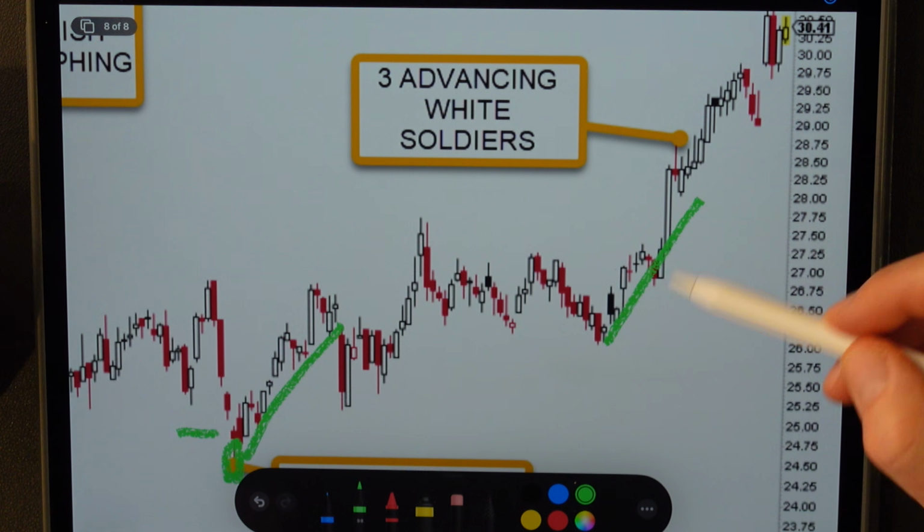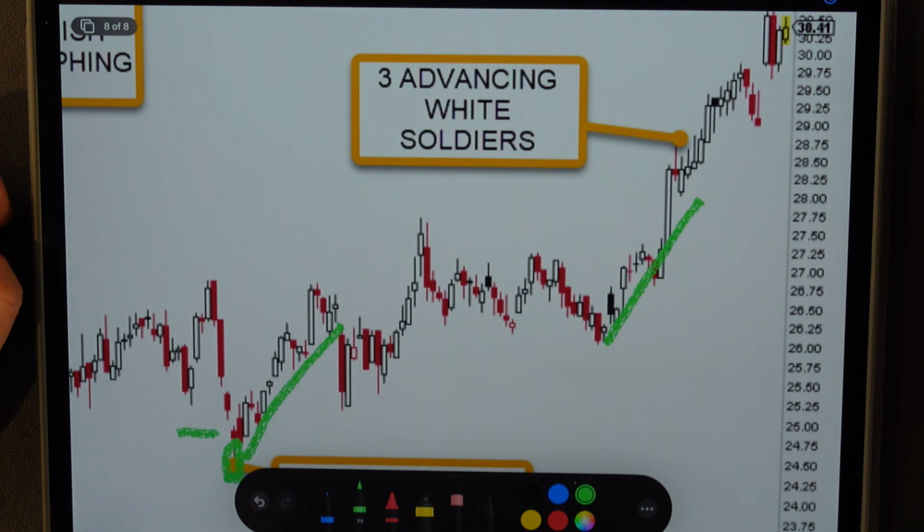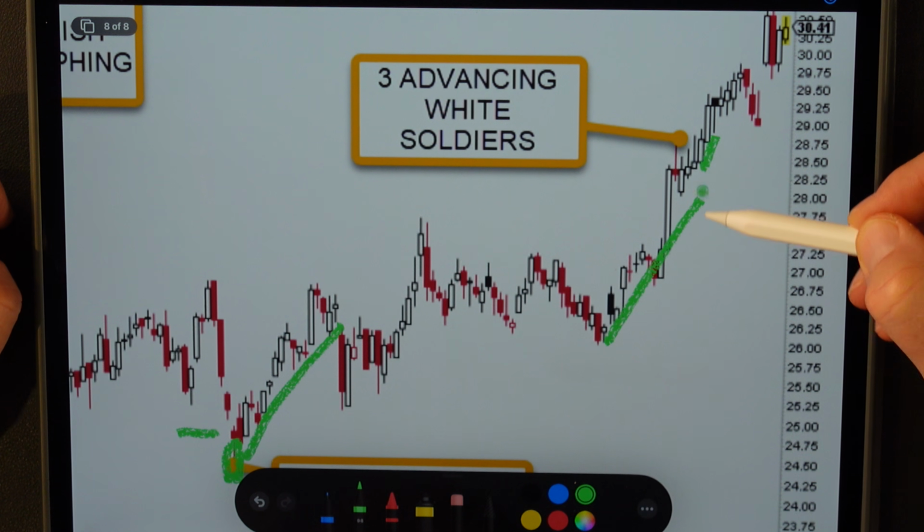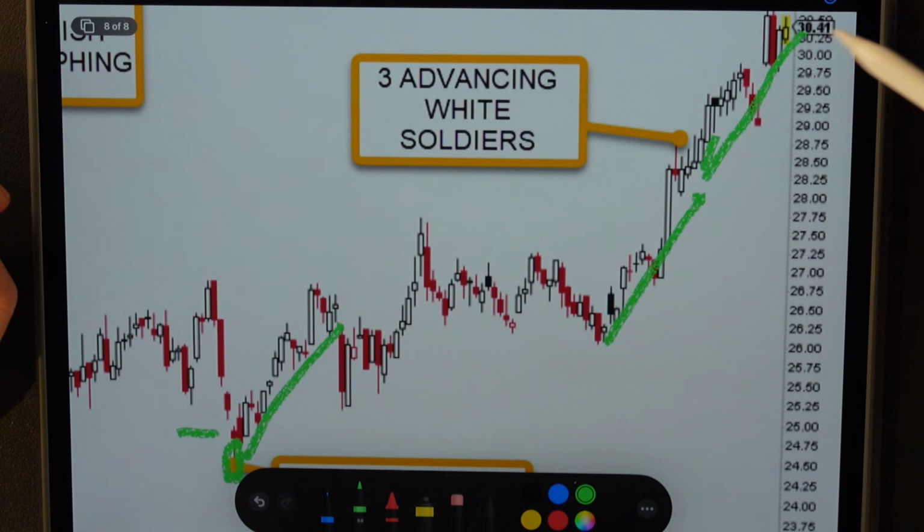The final pattern I want to talk about is one that we talked about a little while ago, which is 3 advancing white soldiers. The white soldiers usually don't indicate a turnaround. They do indicate a continuation pattern. You can see the market had already been moving up on Laurentian, and then when we saw the 3 white soldiers, boom, boom, boom, that ended up in even more upside.